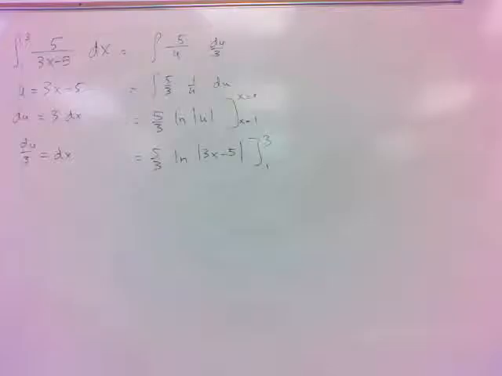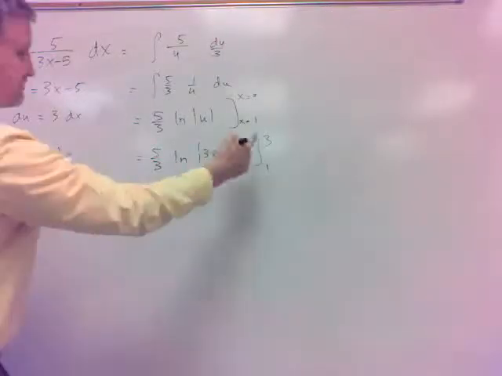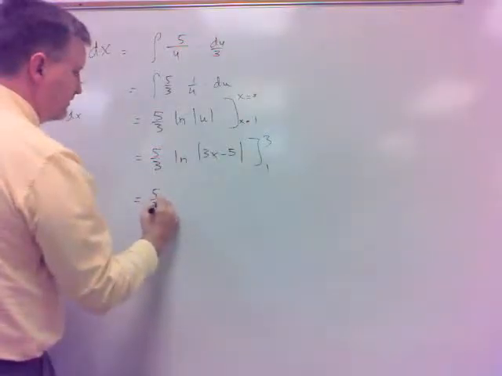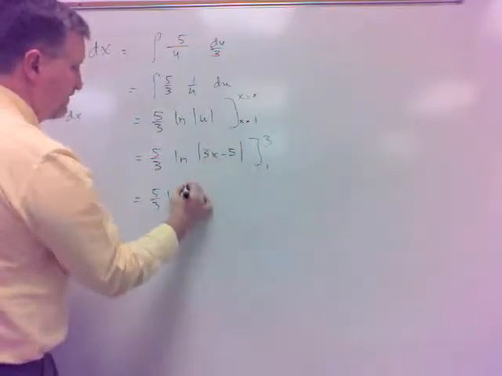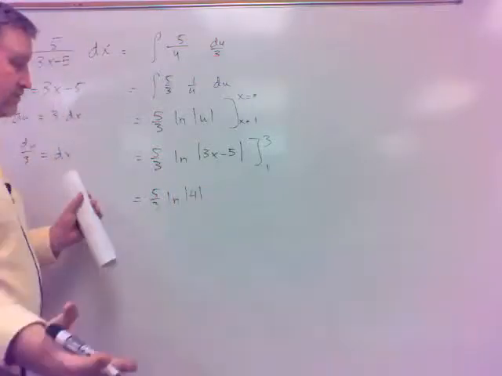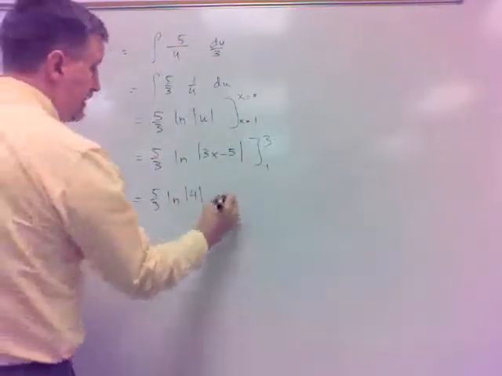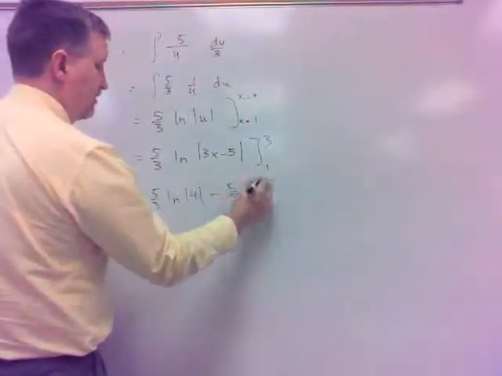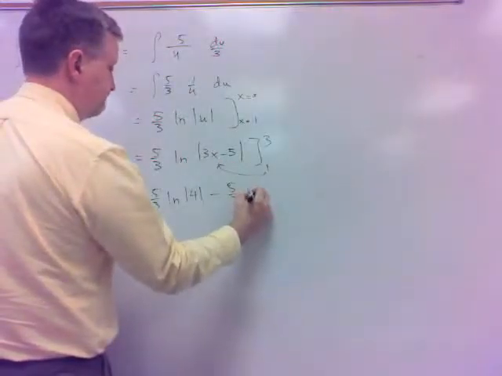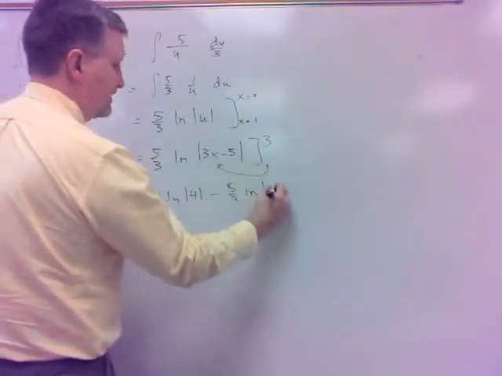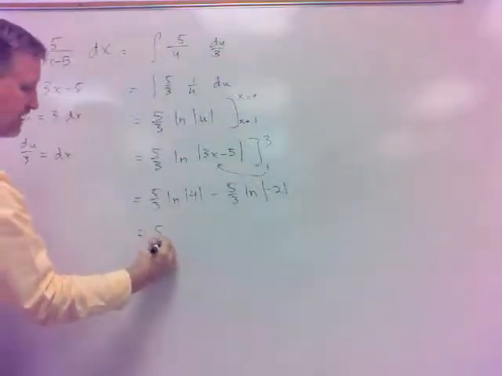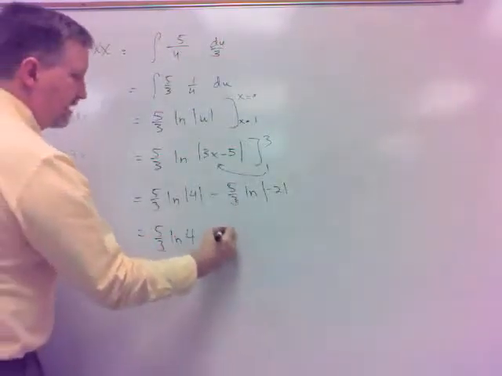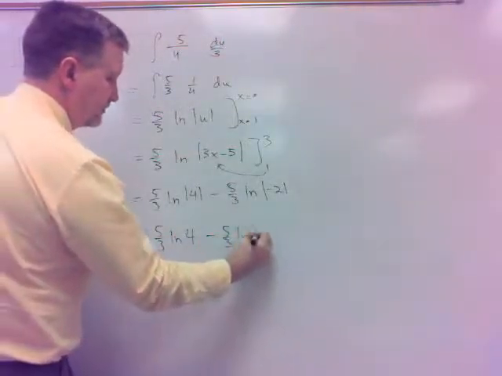Yeah, you can see here the absolute values are necessary because, well, not in the case of 3, because what do we get? We get 5/3 ln. If I plug in 3, I have the ln of 9 minus 5. I have the ln of absolute value 4. That's just going to be ln of 4. Over here, though, with 1 in there, that's going to be the ln of 3 minus 5, which is negative 2. So I wind up with 5/3 ln of 4 minus 5/3 ln of 2.